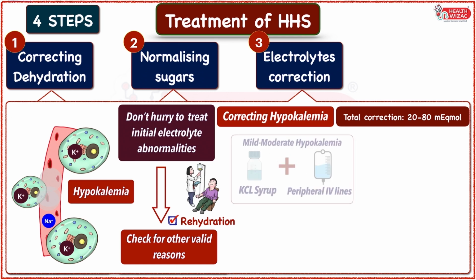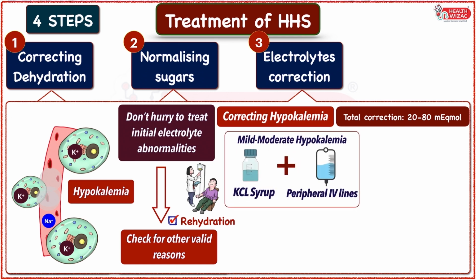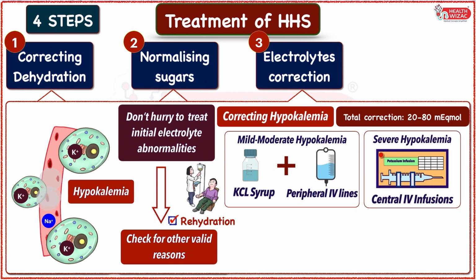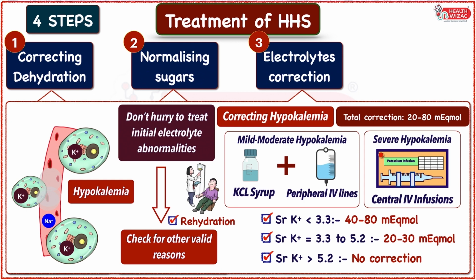For mild to moderate hypokalemia, in absence of vomiting, oral correction through syrup along with peripheral IV lines can also be considered, whereas for severe hypokalemia, IV routes through centrovenous line are preferred to avoid thrombophlebitis. Total correction needed may be as follows. If potassium is less than 3.3, then 40 to 80 milliequivalents of potassium correction may be needed. If potassium is between 3.3 to 5.2, then 20 to 30 milliequivalents of correction is needed. And if potassium is more than 5.2, then no correction is required.